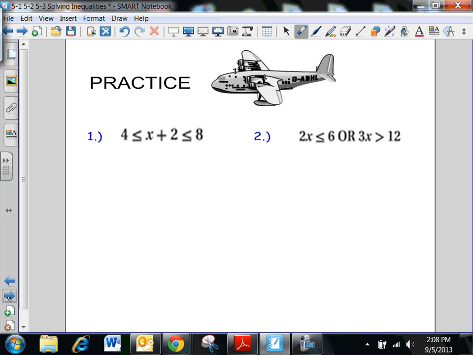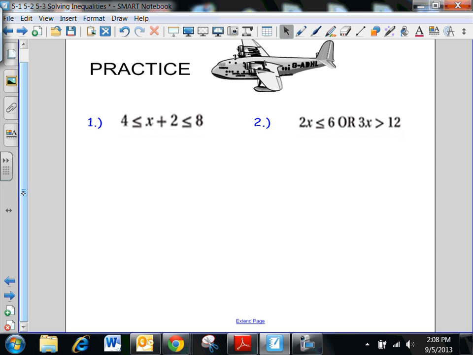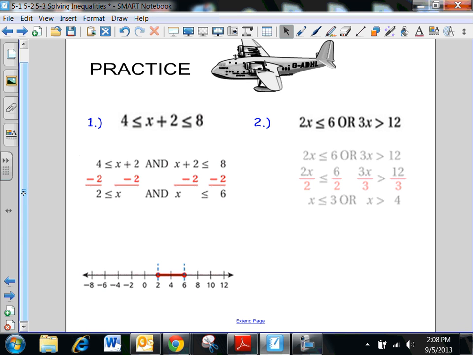Here's 2 problems. I want you to practice these 2, and the answers will come up at the bottom in just a second. So pause it and practice these 2. Try to get them right. Okay, so here are the answers coming up for you to look at, and you can check them.